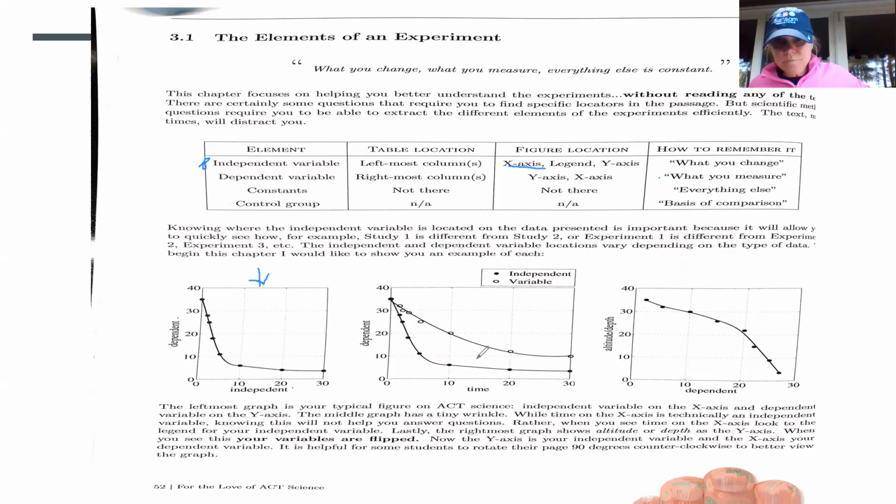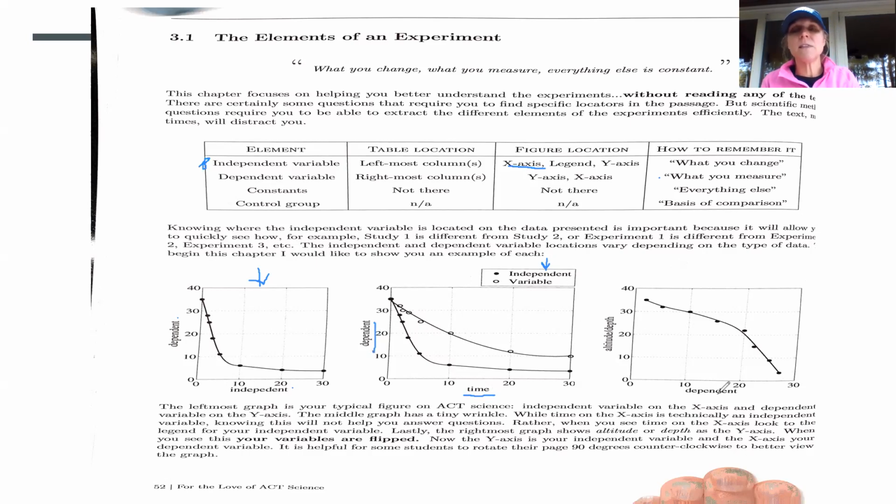Now, here you have a wrinkle in this second graph. If you see, time is down here. Time is generally an independent variable that you're altering, but when you have time, you can also have an additional independent variable. So in this case, your independent variable is up here in the legend, okay? And then your dependent variable is still over here.